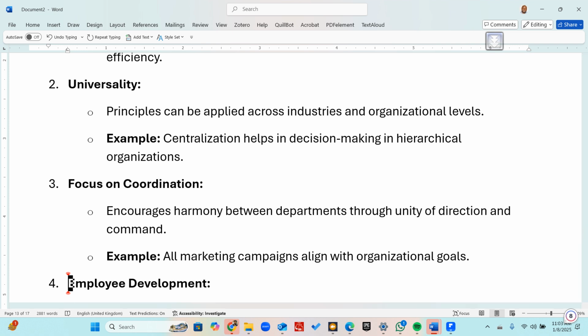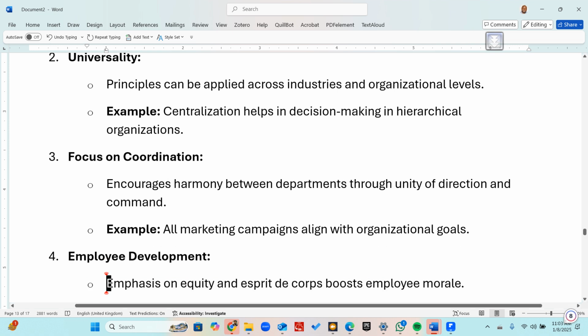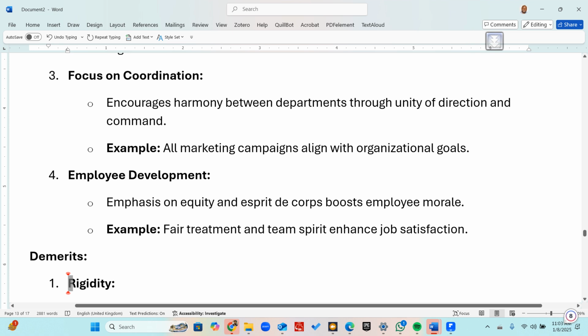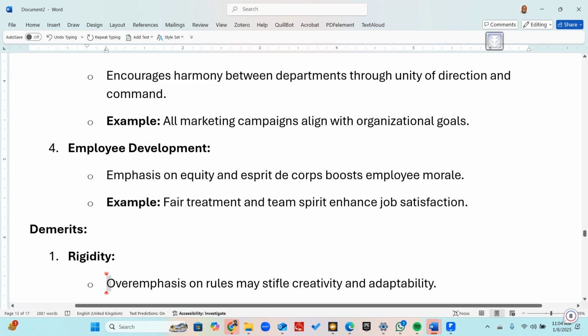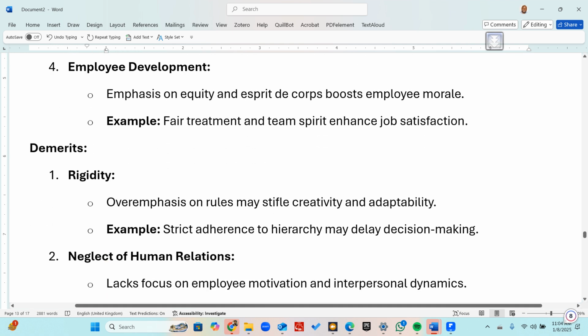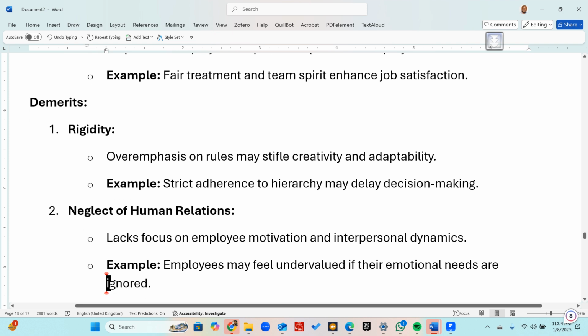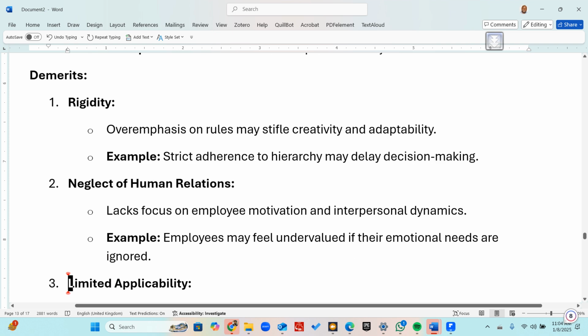Henri Fayol also, for example, all marketing campaigns aligned with organizational goals. Employee development emphasizes equity, esprit de corps, boosting employee morale, fair treatment, and team spirit enhances job satisfaction, for example. Demerit: rigidity, overemphasis on rules may stifle creativity and adaptability, neglect human relations, lack of focus on human motivation and interpersonal dynamics. Employees feel undervalued when emotional needs are ignored.